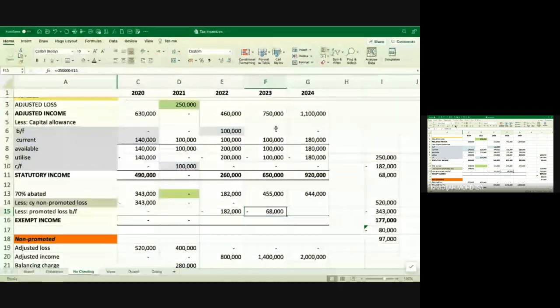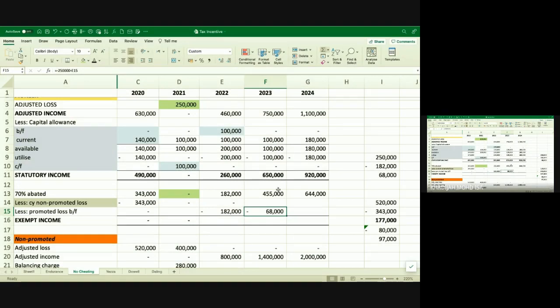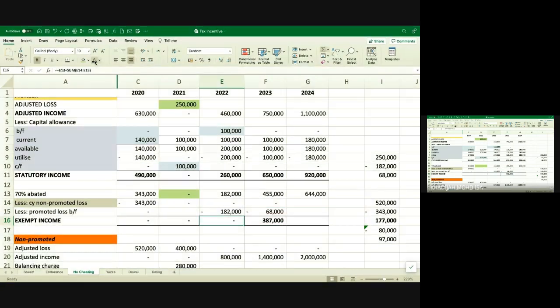Right? So you have income of 650, 70% is 455. There's no more non-promoted loss, but you have unabsorbed loss from your pioneer of 68,000. So for that, you will have, I think, 387 as your exempt income. Yeah. The 644,000 in the final year, you don't have any loss brought forward.